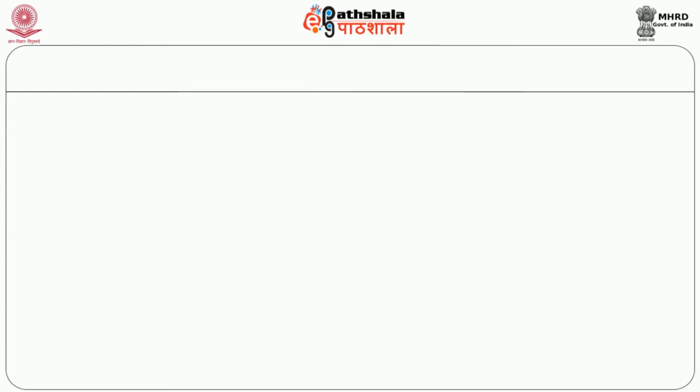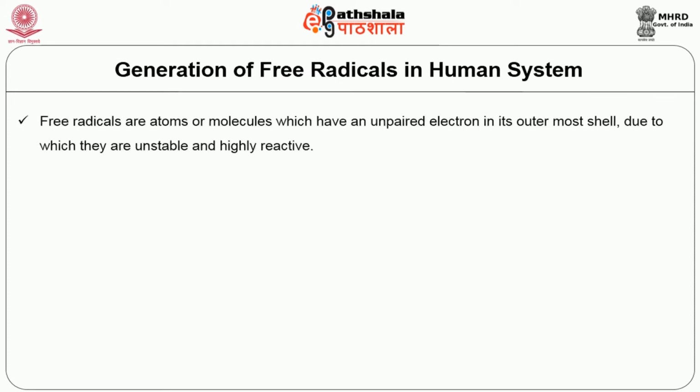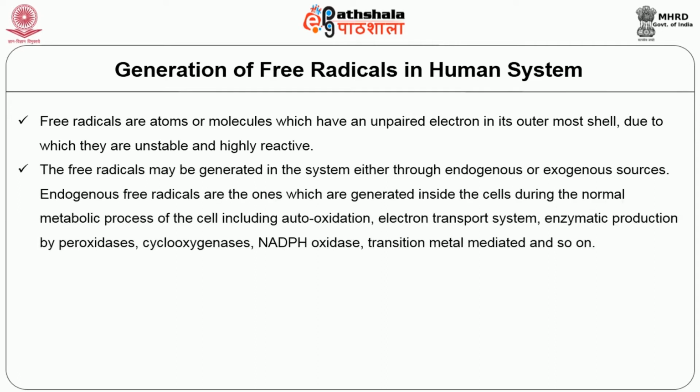Before discussing the role of antioxidants in health and diseases, we will first see how free radicals are generated in our system. Free radicals are atoms or molecules which have an unpaired electron in their outermost shell, due to which they are unstable and highly reactive. The free radicals may be generated in the system either through endogenous or exogenous sources.